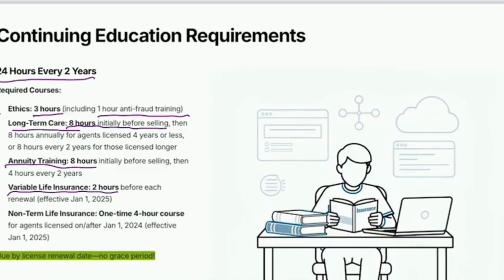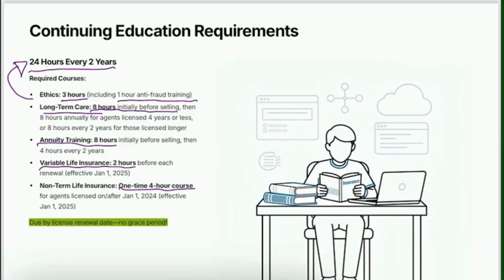And then non-term life insurance, one-time 4-hour course for agents. This came into effect on January 1st, 2025. So I didn't have to do this because I moved out of California in 2018. However, just kind of giving you that to get your license and you pass these additional things. Now you can go out on your own and get these.